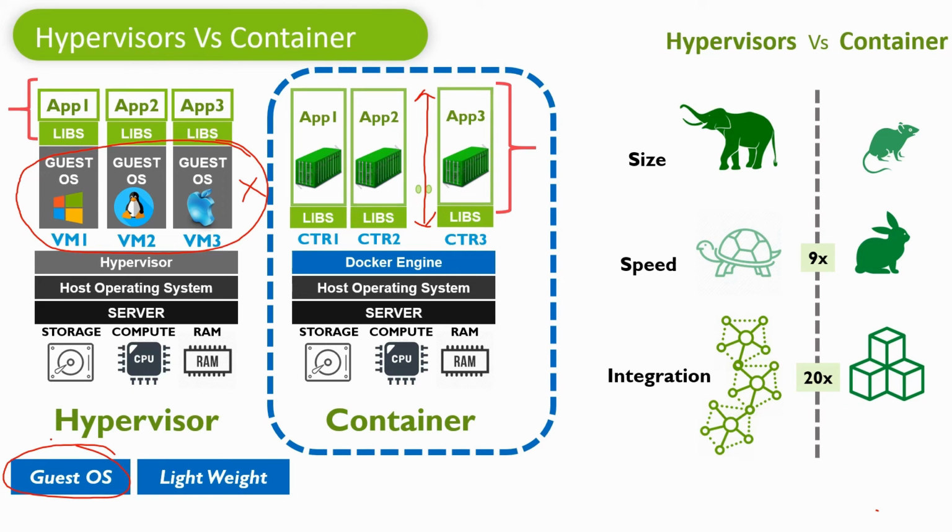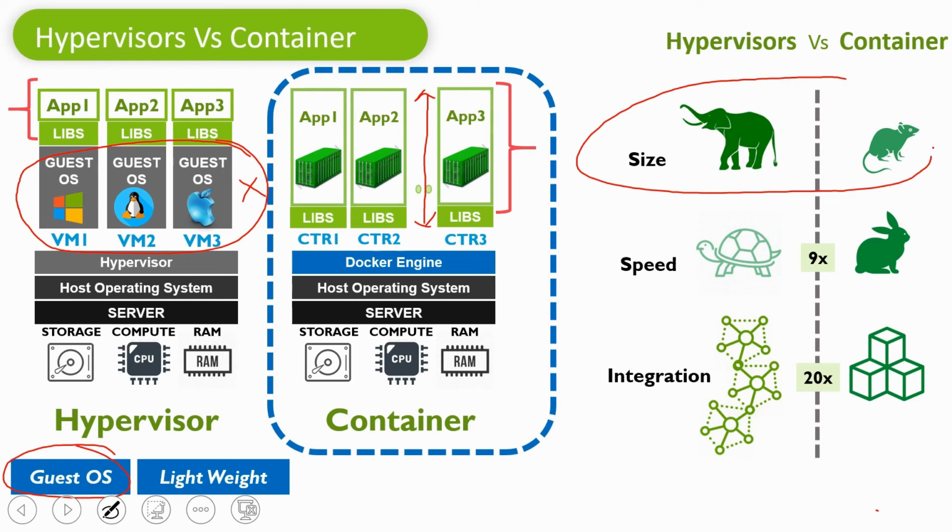We have tried to show you this with the example of elephant versus mouse. Hypervisor-based virtual machines represent the elephant, whereas the mouse represents the smaller container.